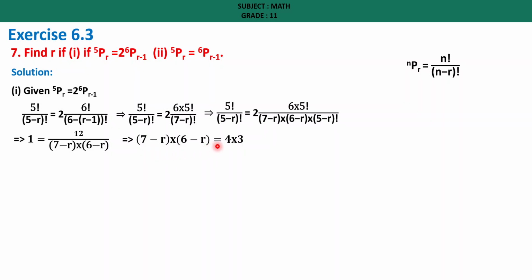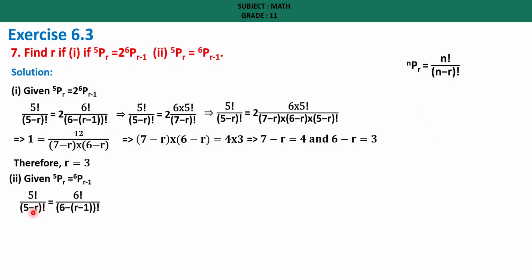Now if we compare this one, as this one is greater than the 1, this 4 is greater than 3. Here, the difference between 4 and 3 is 1, and the difference between 7 minus r and 6 minus r is 1. So we can ensure that 7 minus r is equal to 4 and 6 minus r is equal to 3. Therefore, 7 minus r is equal to 4 and 6 minus r is equal to 3. That implies r is equal to 3. Let us solve subsection 2. 5Pr is equal to 6 into P(r minus 1).